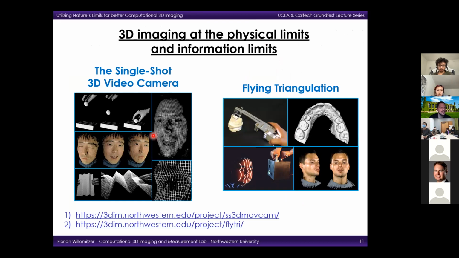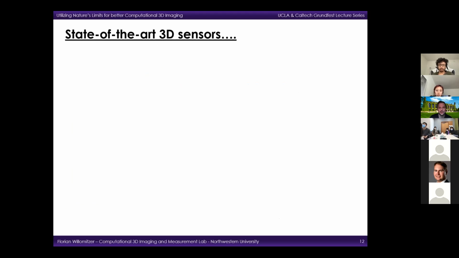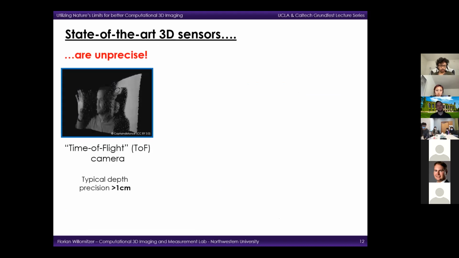And one of them, the single-shot 3D movie camera, which I will focus on now, is indeed working at the limits of physics and information theory. And this is because the sensor provides a dense and precise point cloud that can also display high frequencies in each single camera frame. And to understand why this is actually so special, we first have to take a look at the current state of the art. And if we do that, we see that all state-of-the-art 3D sensing principles have at least one severe weak spot.